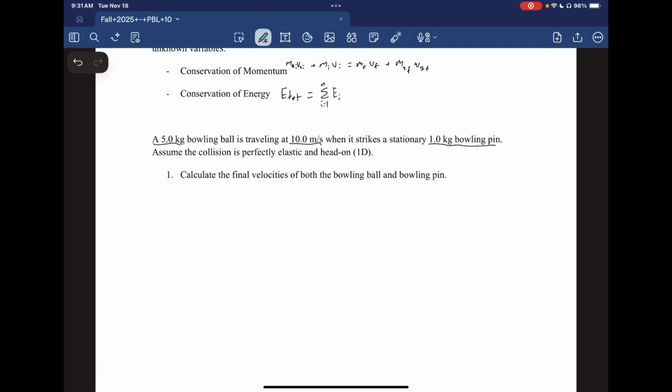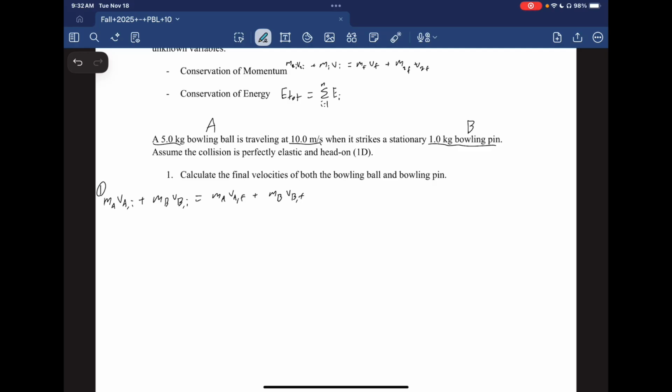So we start with, first let's write our conservation of momentum equation. So I'm going to say the bowling ball is object A and the bowling pin is object B. So we have the mass of A times the initial velocity of A plus the mass of B times the initial velocity of B. And then this is going to equal mass of A times final velocity of A plus mass of B times final velocity of B.